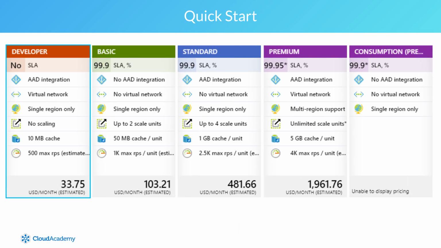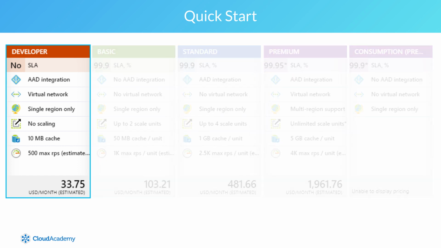If we look at the pricing details, we can see that the developer tier costs around $33 a month and contains all the features we need to develop. This includes AAD integration, virtual networks. The things you are short on are things like redundancy. You're only in a single region, you can't scale. However, all the features you need to develop are there for any of the other tiers.